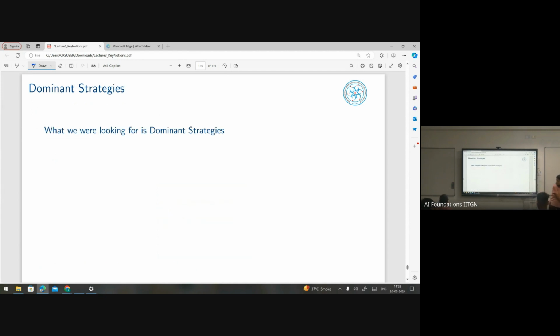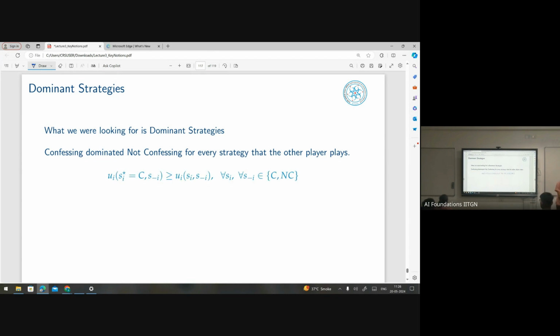So the strategies that we saw today are called dominant strategies. Confessing dominated not confessing for every strategy that the other player plays. Or it could be written this way: s_i star is denoted as the dominant strategy. It is the strategy that gives the ith agent more utility compared to every other strategy, for every strategy that the other agent plays. So this is the definition of a dominant strategy.